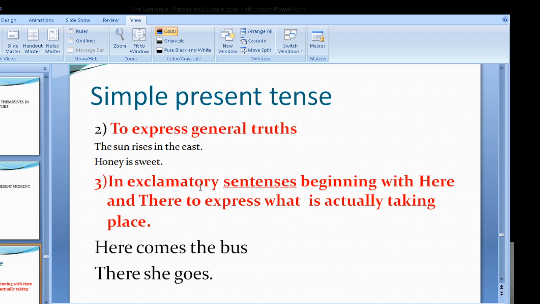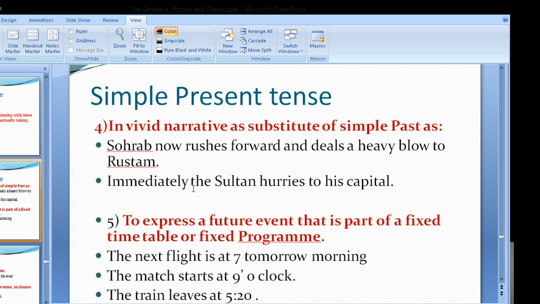The fourth one was in vivid narrative as substitute of simple past. And the fifth one was to express a future event that is a part of fixed timetable. That was a part of fixed timetable.